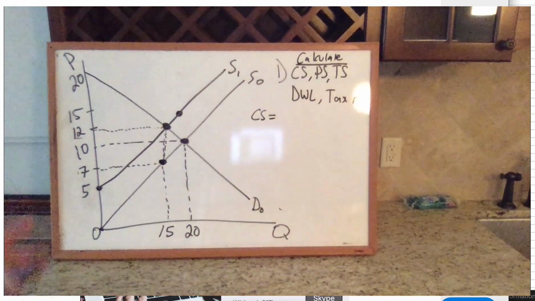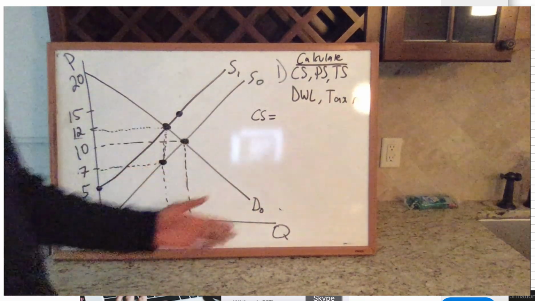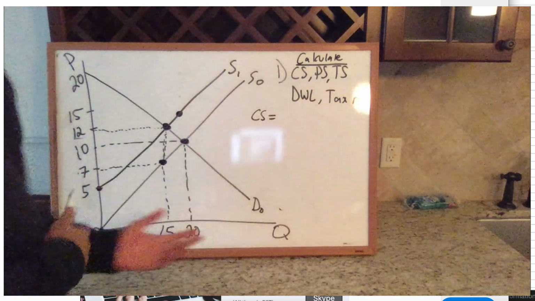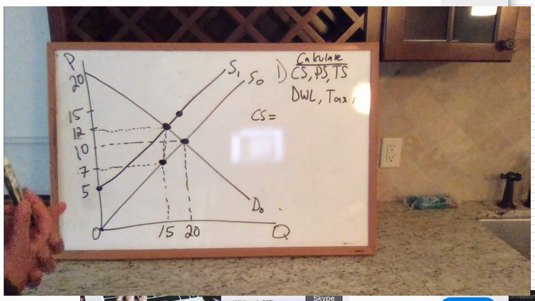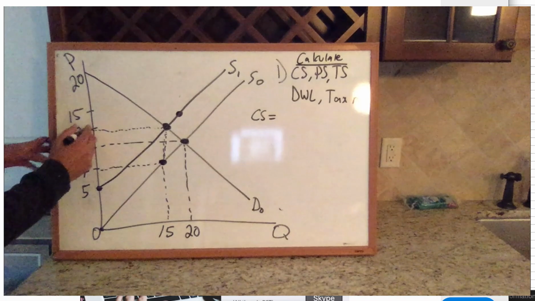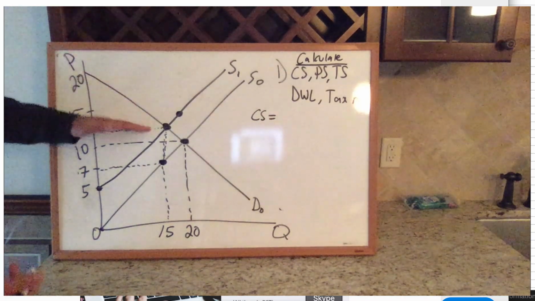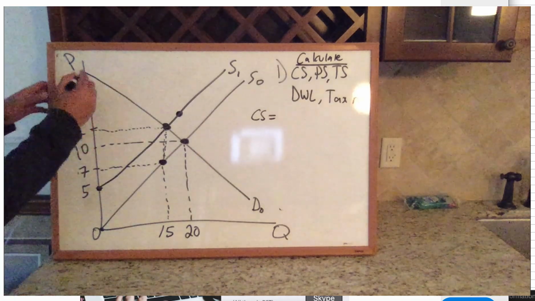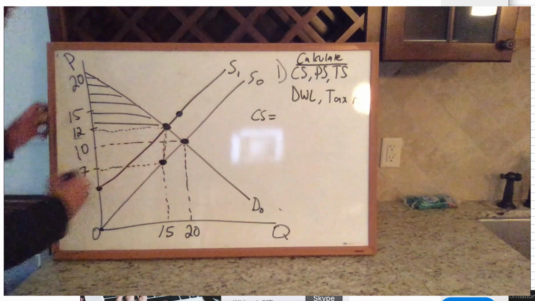Alright, so now our goal is to calculate consumer surplus, producer surplus, total surplus, deadweight loss, and tax revenue. So we have a pre-tax and we have our after-tax. So consumer surplus, we're going to start with our new equilibrium price. Our new equilibrium price is 12. So it's the area beneath the demand curve, above the equilibrium price. So this shaded triangle is our new consumer surplus.